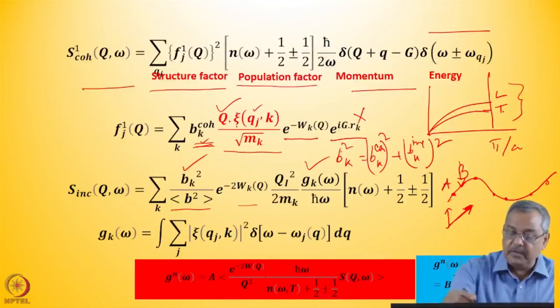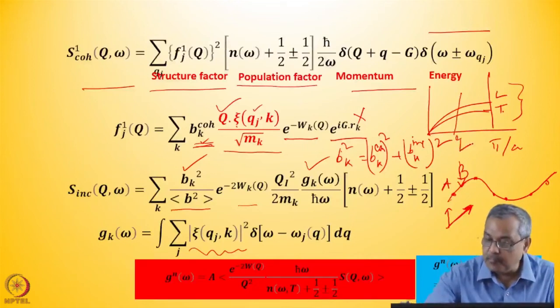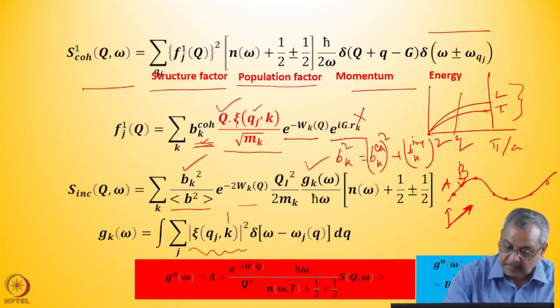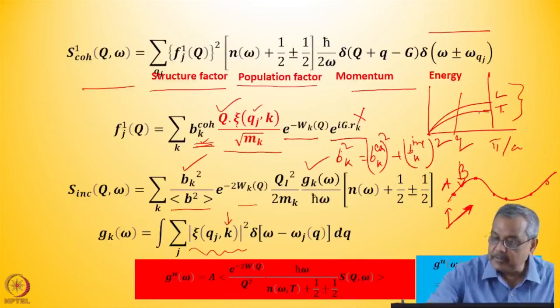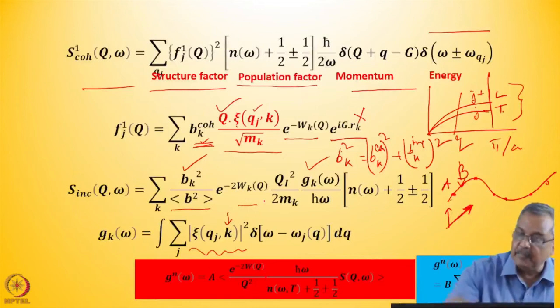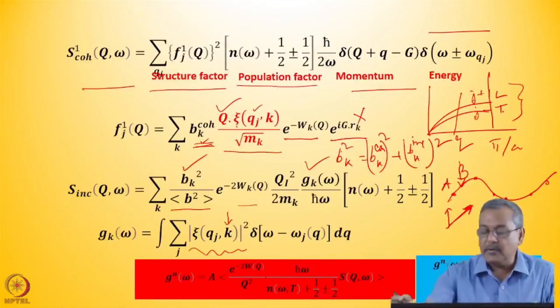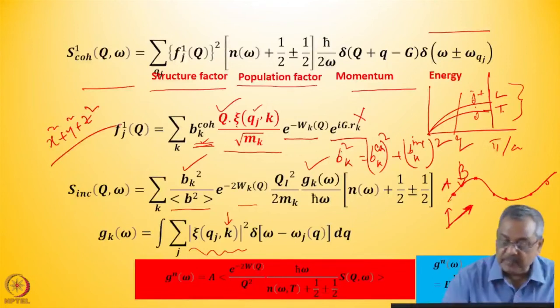What is the density of states? If you see here, q square I have absorbed here, this gk will have xi again, kth atom and its contribution to its motion from the jth branch at the phonon wave vector q. Again, I will repeat, kth atom contribution to its motion by the jth branch at wave vector q is xi qjk, and square and add, that means if there are, say I have two transverse phonons and one longitudinal phonon, say the displacements will be x square plus y square plus z square.